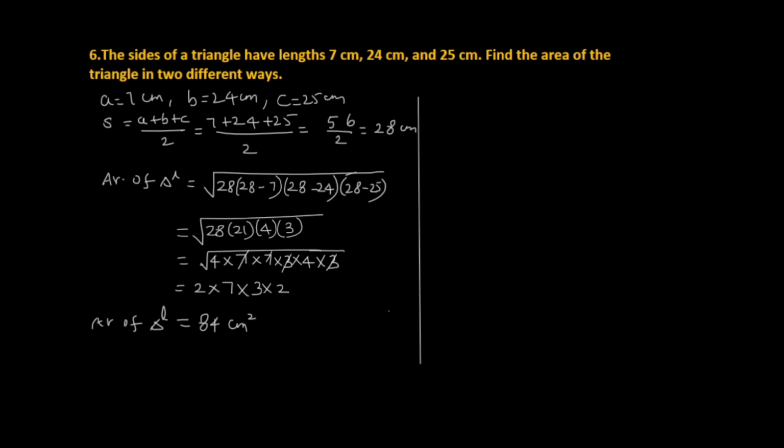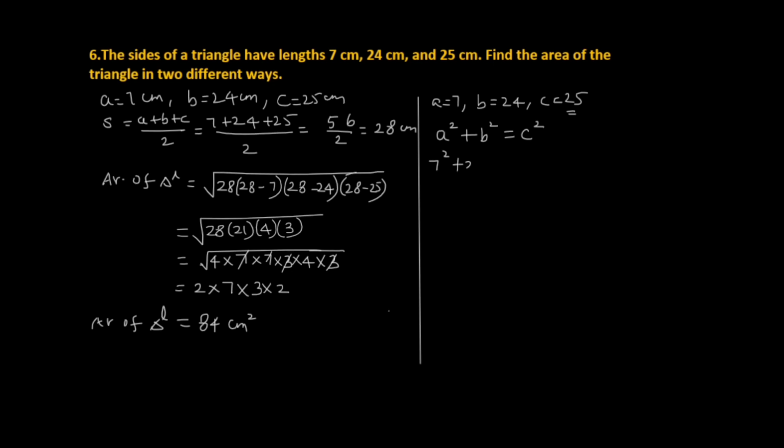The other way, we have to check whether all three sides are Pythagorean triplets or not. A is equal to 7, B is equal to 24, C is equal to 25. To check the Pythagorean triplets, the largest side squared is equal to the sum of squares of the other two sides. That is, the largest side here is C. So A squared plus B squared is C squared. Then we can consider 7, 24, 25 as Pythagorean triplets. Then it can form a right angle triangle. So we can use the formula half into base into height.